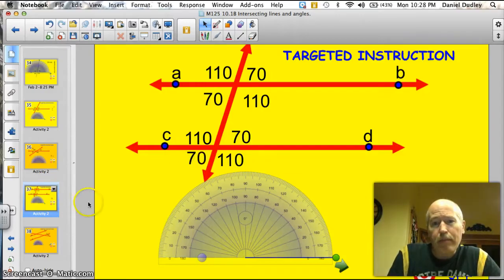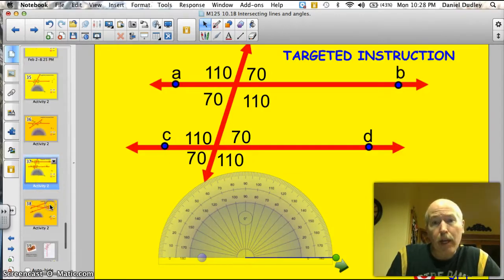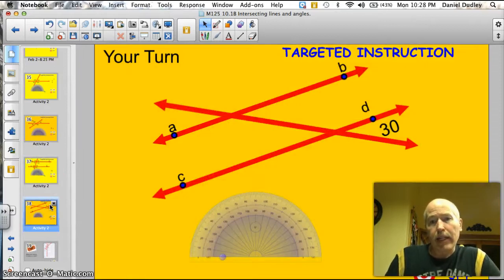Pretty cool, huh? All right, time for you to try one of those. Ooh, I laid it inside. See if you can figure it out. Take a minute. Go.